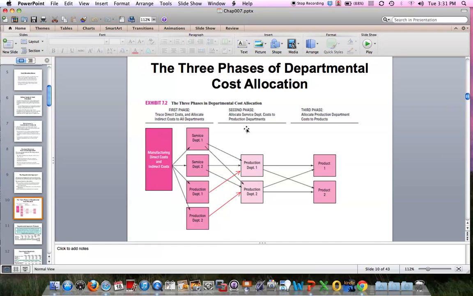Phase 2 is to allocate the service department cost down to the production departments. So we take the costs of the 2 service departments and allocate them to the production departments. We've already captured any indirect production costs from phase 1 plus the direct. After phase 2, all overhead and indirect costs will have been allocated and captured by the two production departments, and then we'll allocate down to product once phase 2 is done.